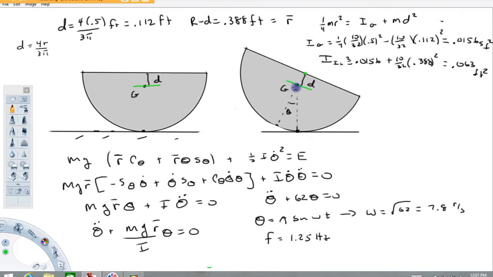To get the moment of inertia about the instantaneous center of rotation, I just tacked on an mr squared term. And again, I'm approximating it as rotation about this point, which is a reasonable approximation if we're talking about small thetas here. And I got 0.063 slug foot squared for this problem.